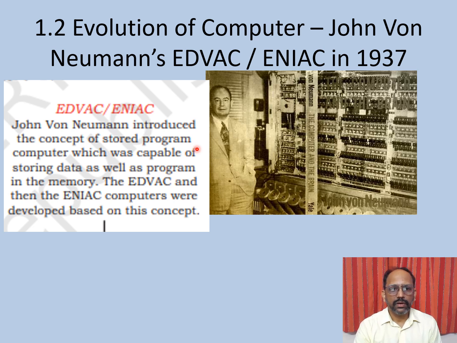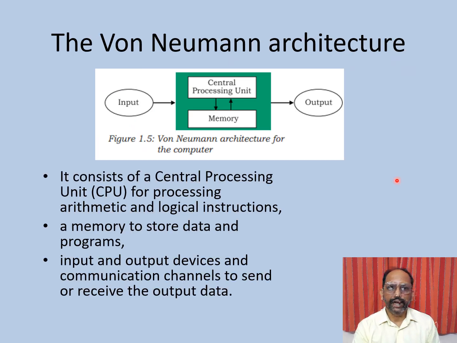His main invention in the field of evolution of computer is the devices EDVAC and ENIAC. These two computers were invented by John von Neumann. Let us study the John von Neumann architecture.